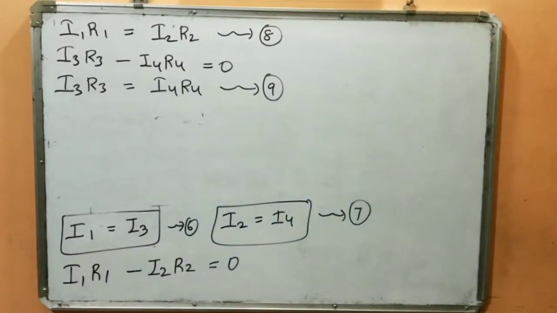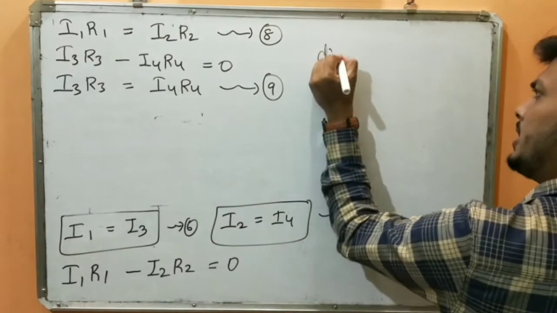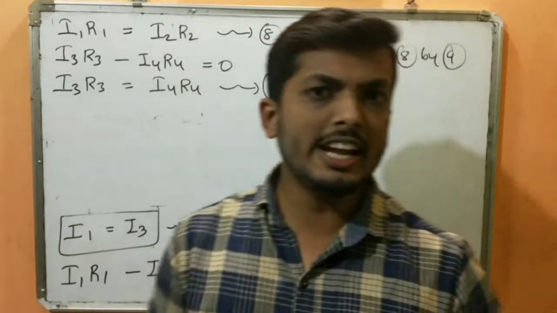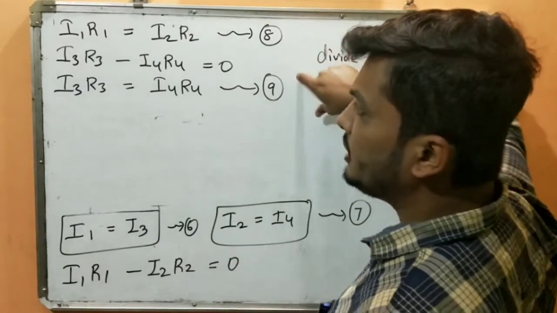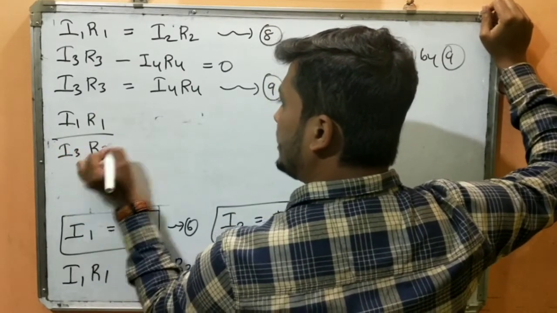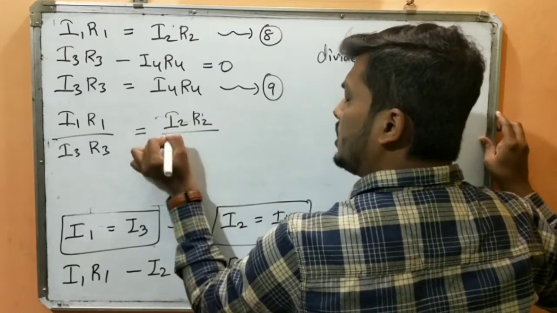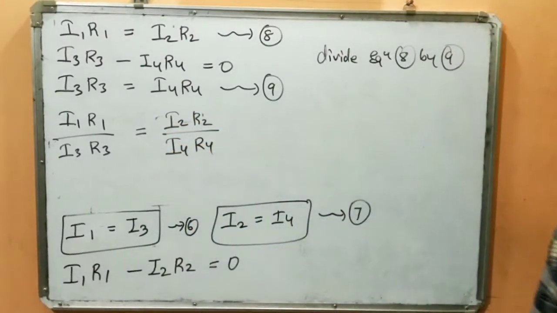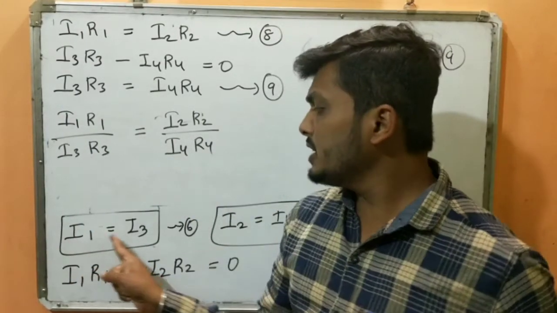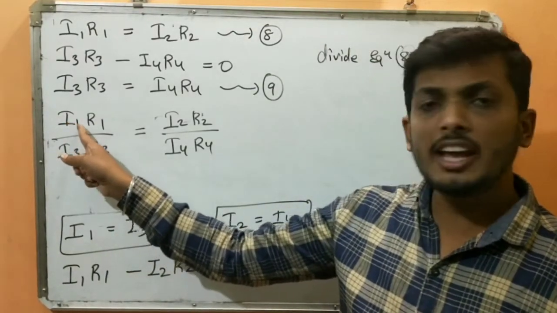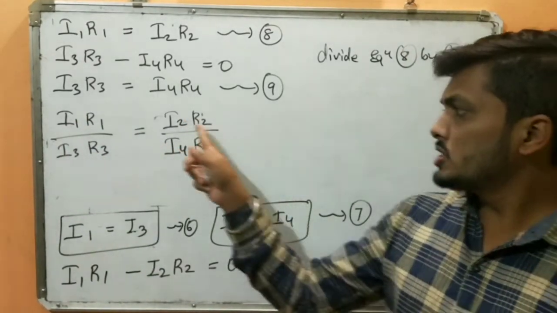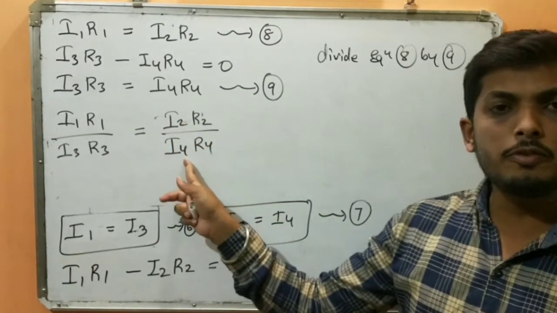Now please look carefully here. I am going to divide equation 8 by 9. So dividing equation 8 and 9, look at equation 8 and look at equation 9. This will be I1 R1 divided by I3 R3, equal to I2 R2 divided by I4 R4. So simply I have divided equation 8 and 9. Now look carefully here. I1 is equal to I3, so instead of writing I1 I can write I3, or instead of I3 I can write I1. Similarly I2 is equal to I4, so instead of writing I2 I can also write I4, or instead of I4 I can write I2.